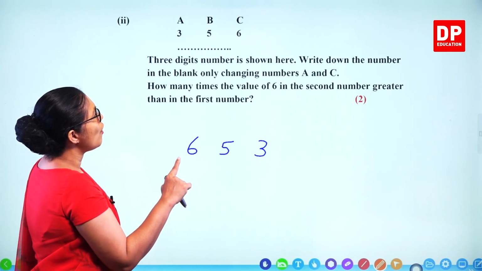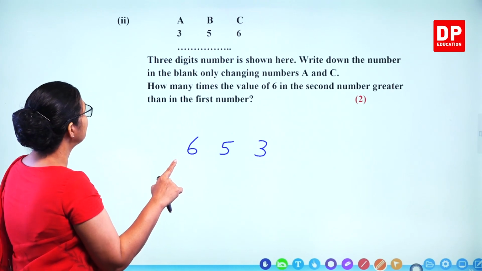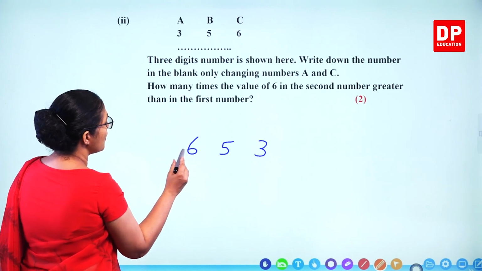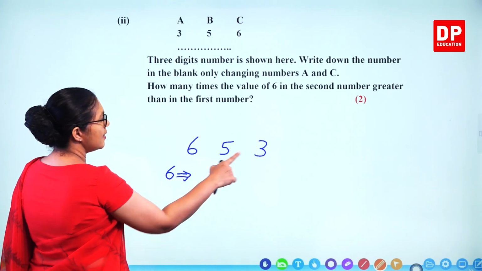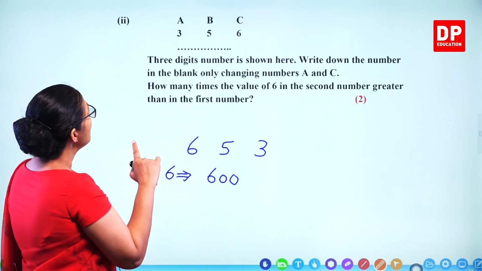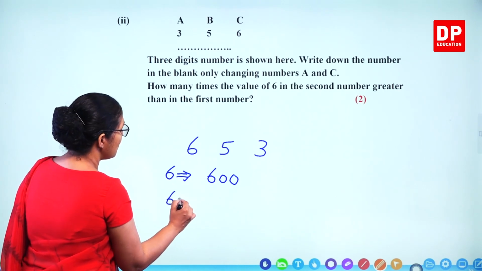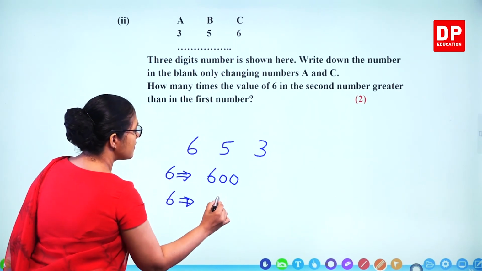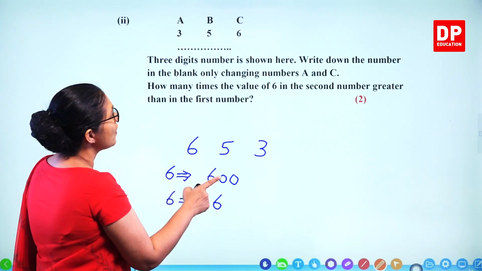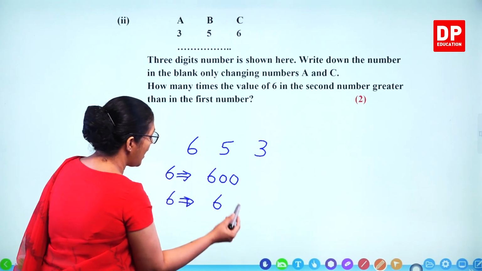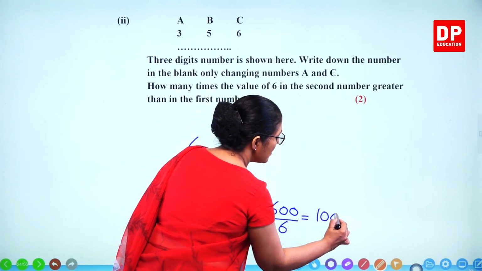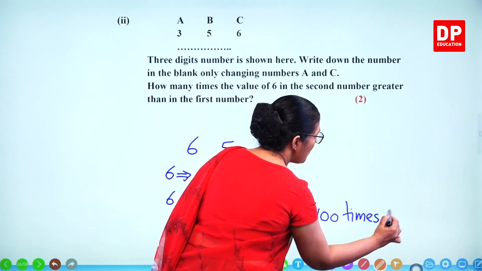How many times the value of 6 in the second number greater than in the first number? So 6 is here, units, tens, hundreds. So 600 is the value. Then first number, what is 6? In the first number, that's in units place. That's just 6. So how many times bigger? Second number. So you can divide 600 over 6. 100 times bigger.